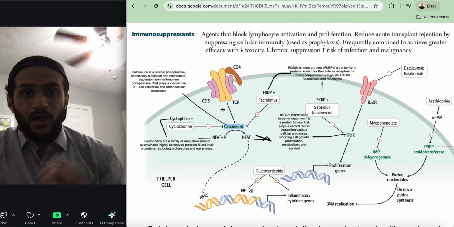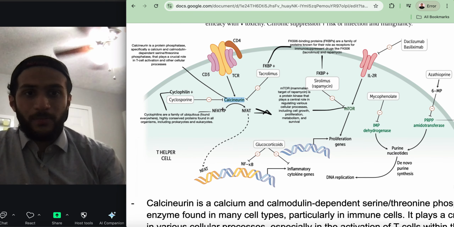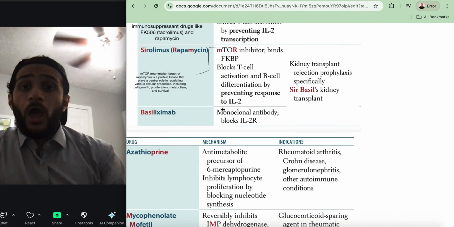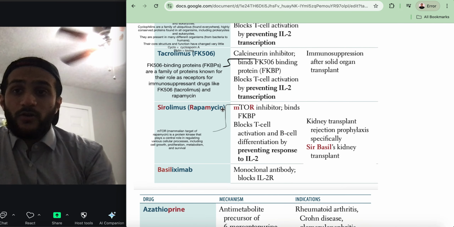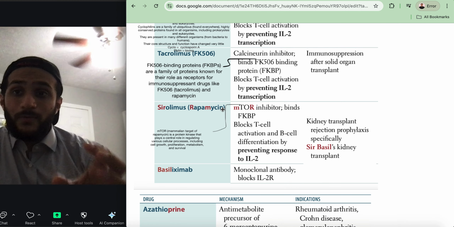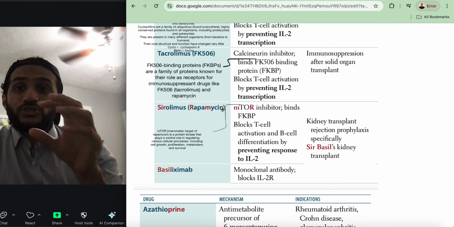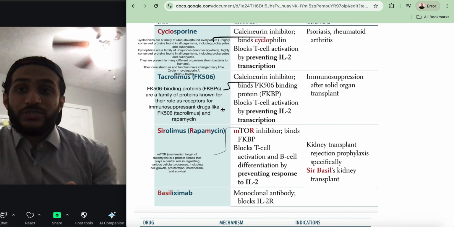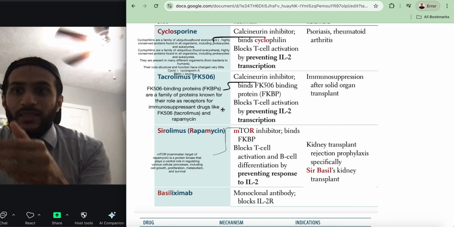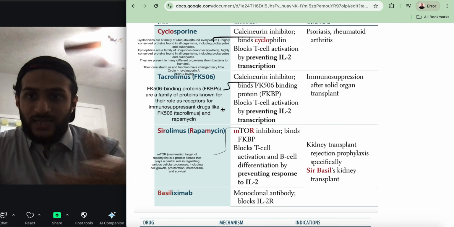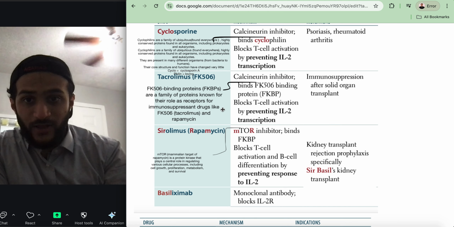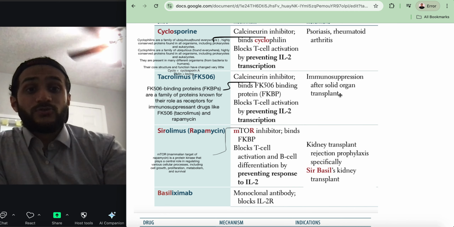Sirolimus binds to FK binding protein and inhibits mTOR. It's the main target of rapamycin, and then we have sirolimus or rapamycin. I want you guys to know that it is fine in the kidney. You can maybe get some high lipids. That's the only side effect I want you to know, but you can use that for kidney transplants. So sirolimus or rapamycin, we use this for kidney transplant.